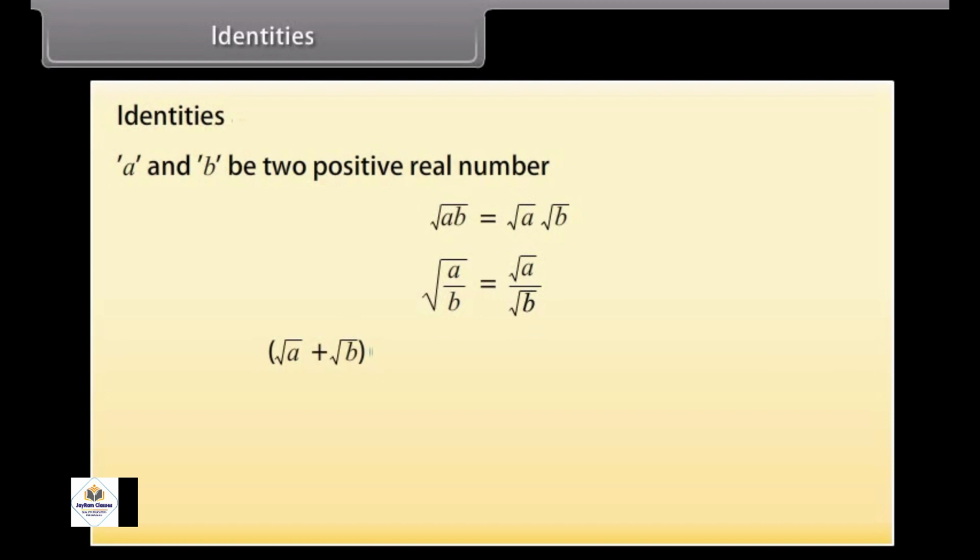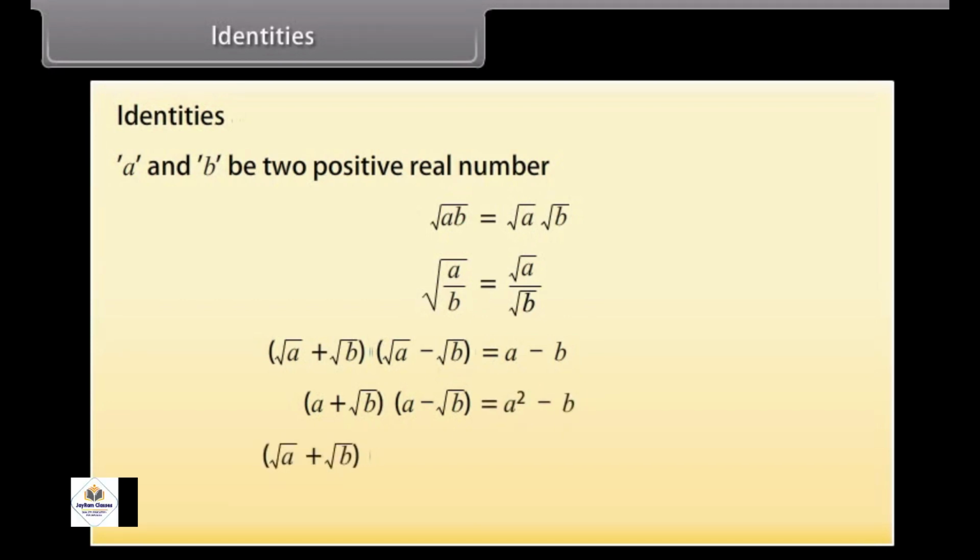Square root of a plus square root of b multiplied by square root of a minus square root of b gives a minus b. a plus square root of b multiplied by a minus square root of b gives a square minus b.